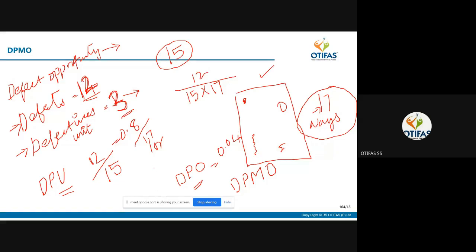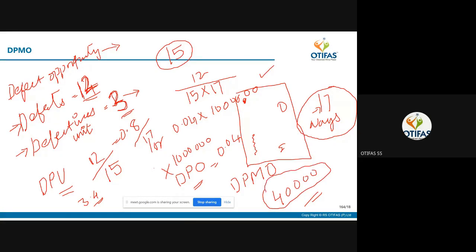So if you multiply a million with a DPO, you get DPMO. That means 0.04 into 1 million. How much does it come to? 40,000. So your DPMO is 40,000. Understood? So this is our DPMO. So what is the DPMO for a Six Sigma capable process? 3.4. So 3.4 is the DPMO for a Six Sigma capable process, whereas the DPMO of this is 40,000, isn't it?